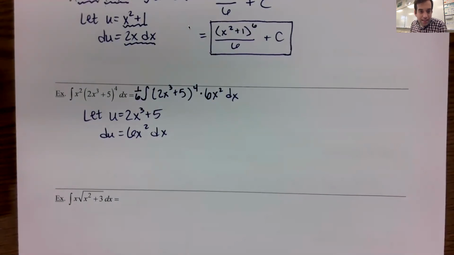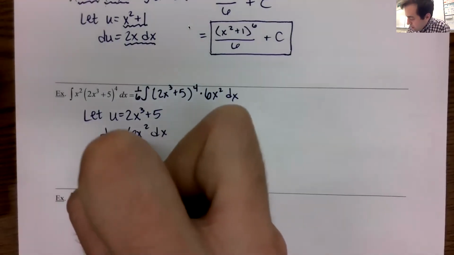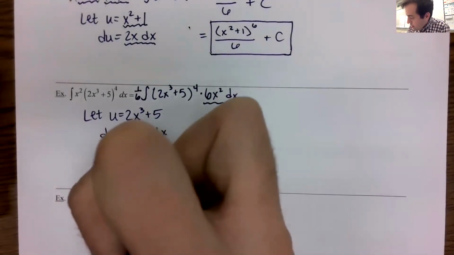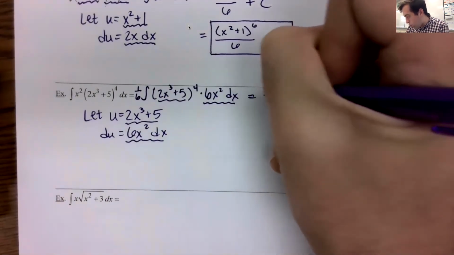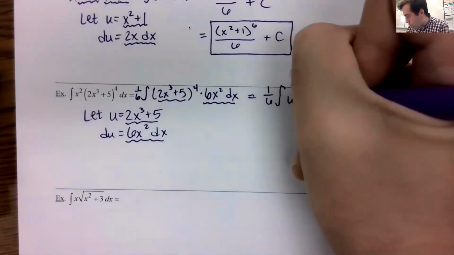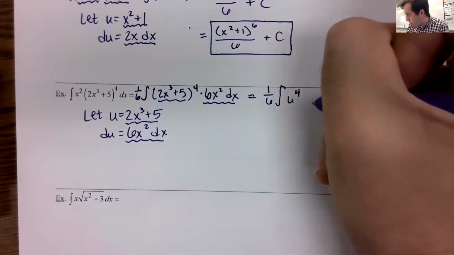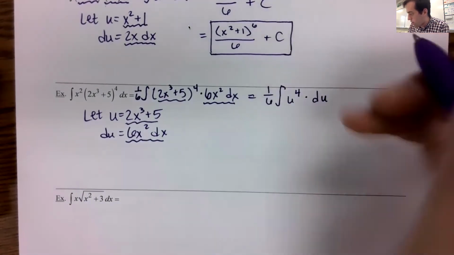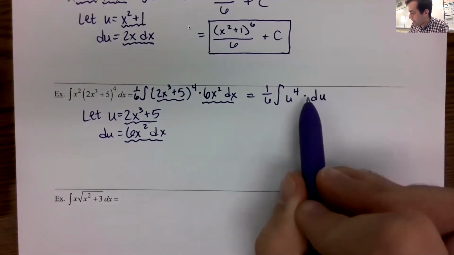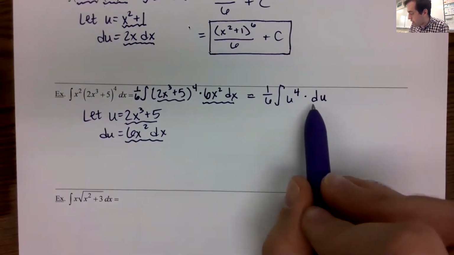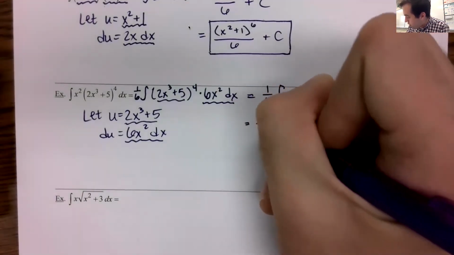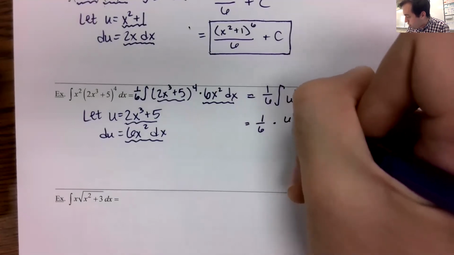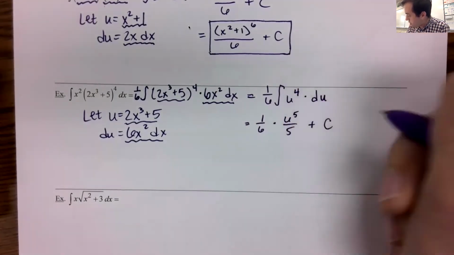And I did that so that this will show up over here, and this already showed up. That way I can get rid of every trace of x that ever existed in this question. So now I have 1/6 the integral of the u to the 4th times du. This whole thing just becomes du. And now that's a key piece of our new integral. Now we're integrating in terms of u, and we've got u to the 4th. So we can definitely do this. So we have 1/6 times u to the 5th over 5 plus c.